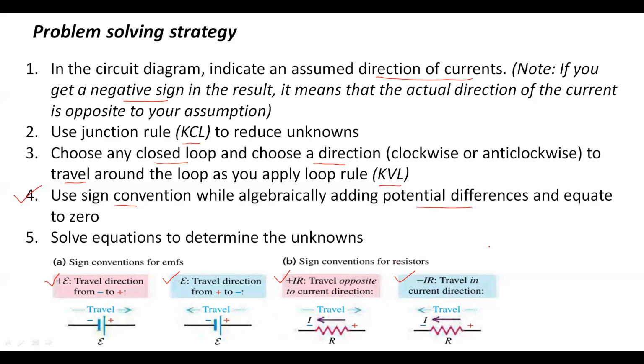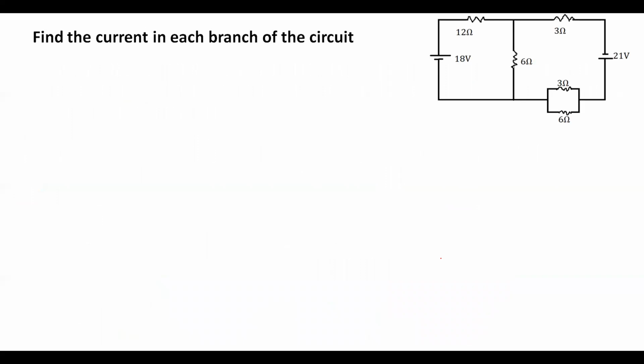So what you need to remember is that while traveling around the loop, when you come across a battery or a resistor, if you are traveling towards a region of high potential, then it is always positive. At the same time, when you are traveling to a region of low potential, then the assigned values for EMFs as well as potential drop across the resistors would be negative. So with these concepts in your mind, let's try to solve a problem.